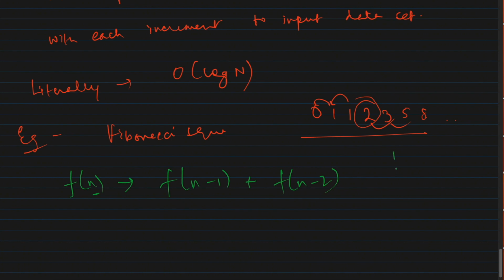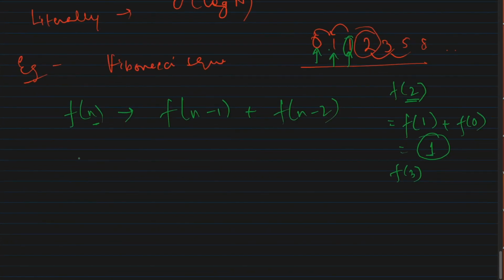For example, f of 2 is nothing but f of 1 plus f of 0. When I say f of 2, I mean the second Fibonacci number, and f of 0 is 0, f of 1 is 1, and f of 2 is 1 plus 0, which gives you 1. Again, if I am doing f of 3, and I have to denote it in terms of a tree kind of structure, let's say I am doing f of 3. So how can I break it up?